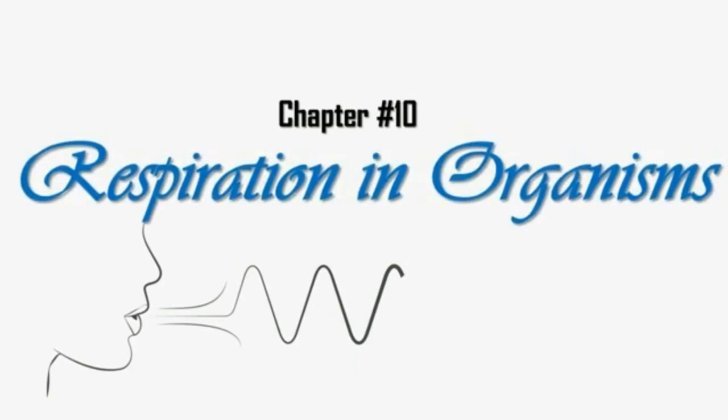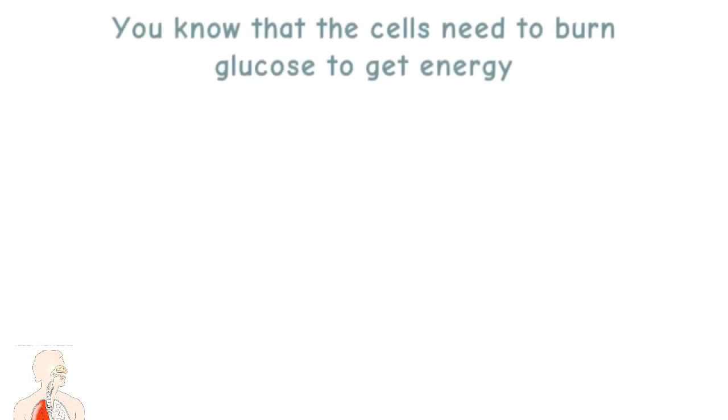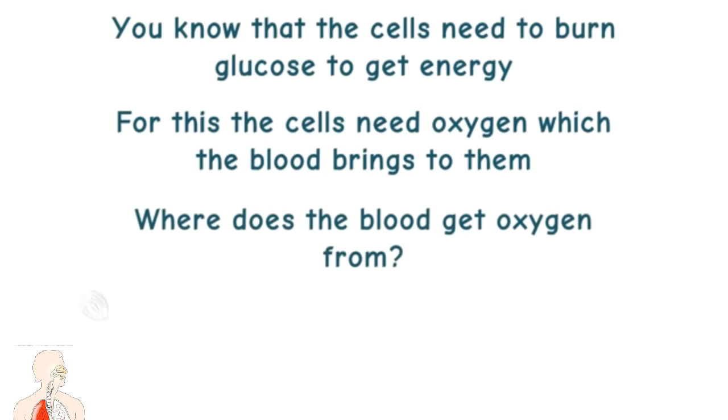So children, let's start our chapter number 10, that is respiration in organisms. Respiration, the process of breathing. Students, you know that the cells need to burn glucose to get energy. For this, the cells need oxygen, which the blood brings to them.